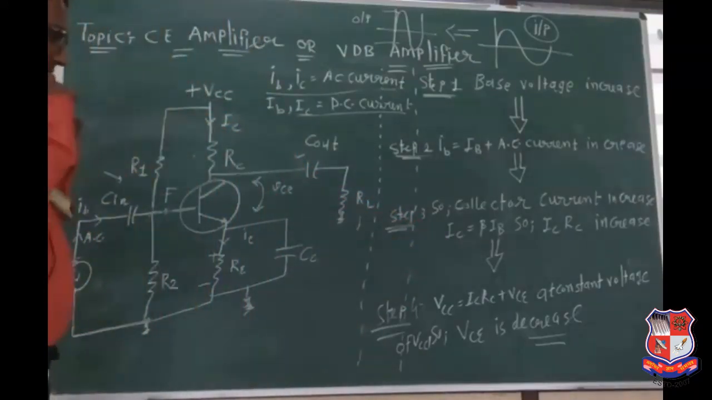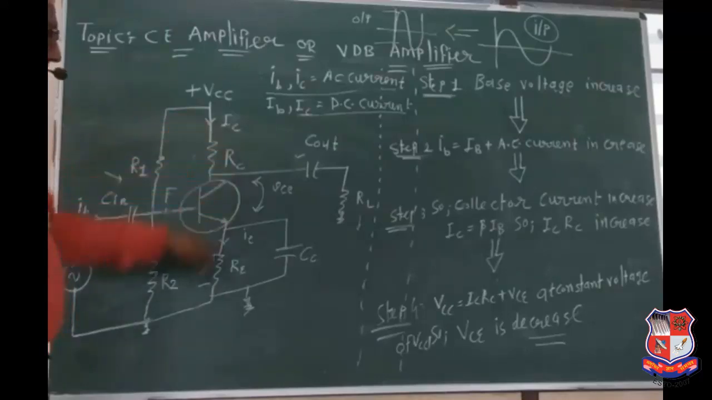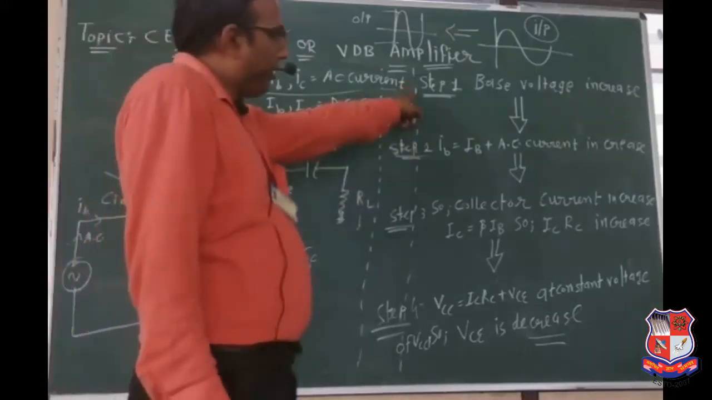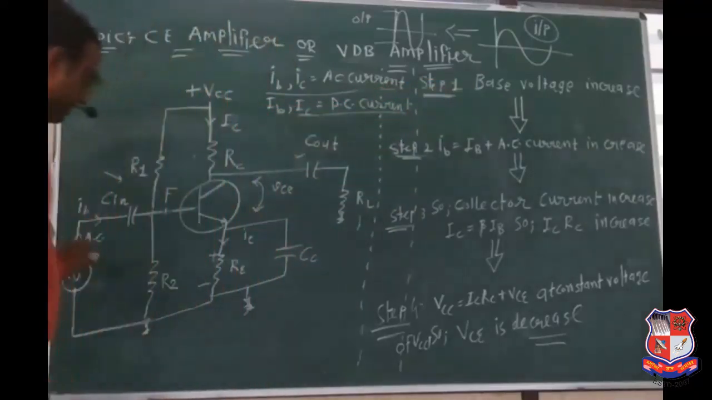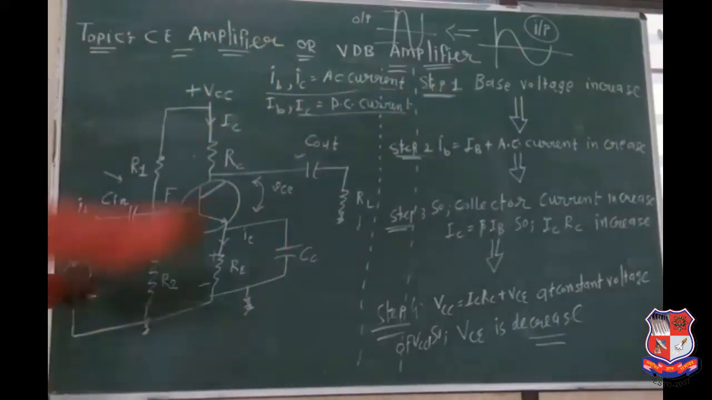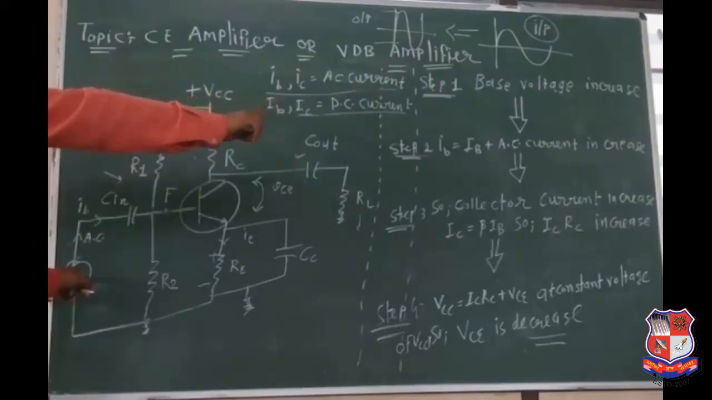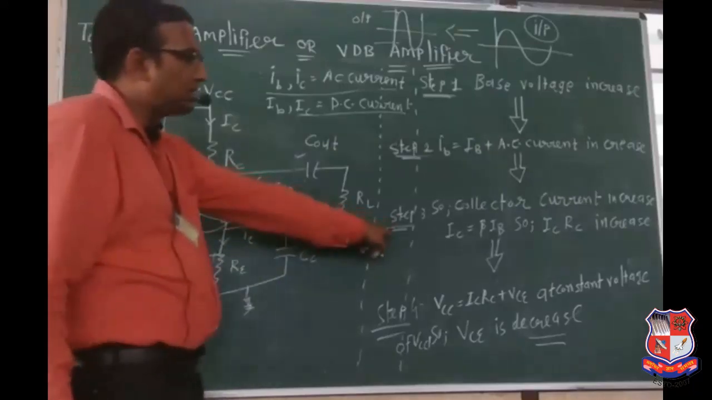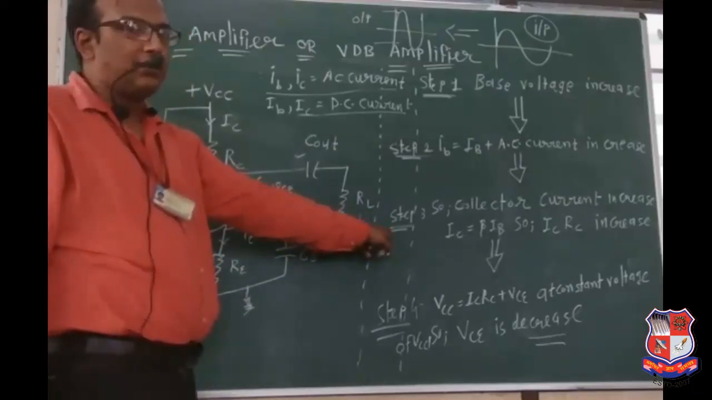Remember this point? In the previous lecture we discussed the theory known as voltage divider biasing. That's why it is known as common emitter amplifier, voltage divider biasing. They are different names. Now, see this step number 1. Base voltage is increased. Base voltage means this. Then the base current IB plus AC base current is also increased. So collector current is increased according to the formula IC equal to beta times IB. This is the most important step. Remember that point.